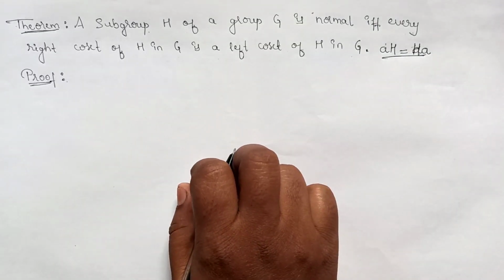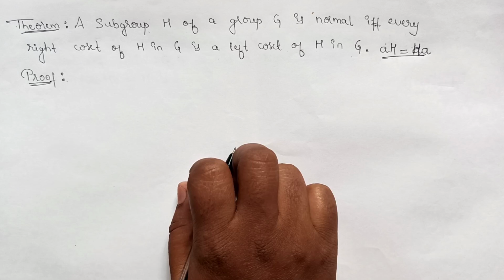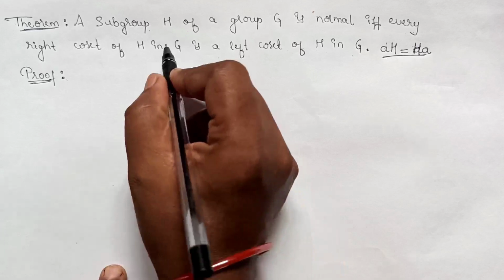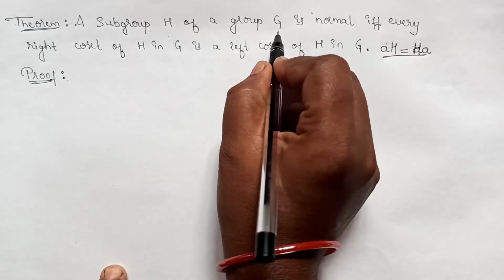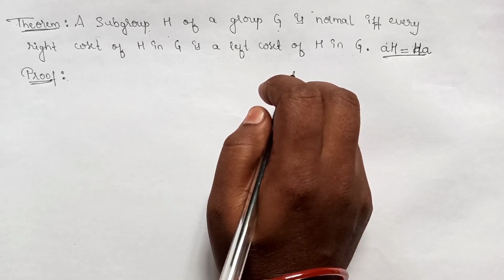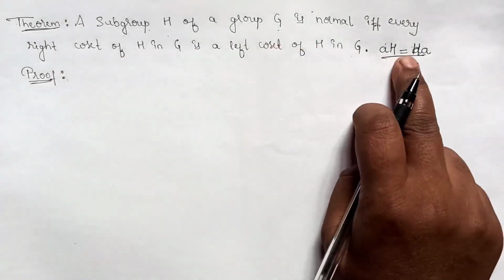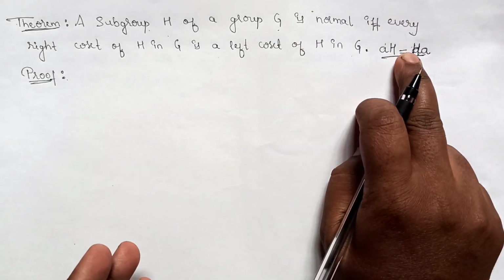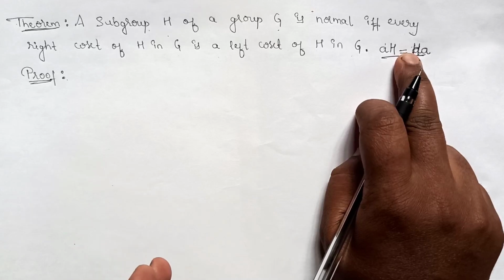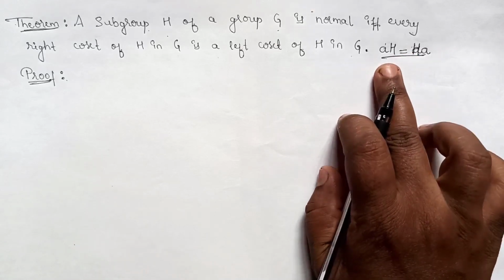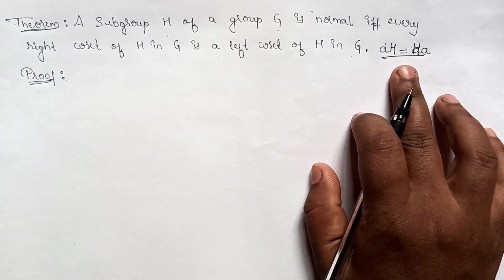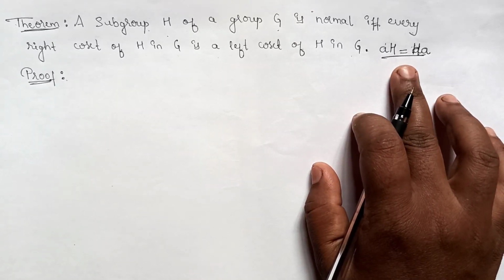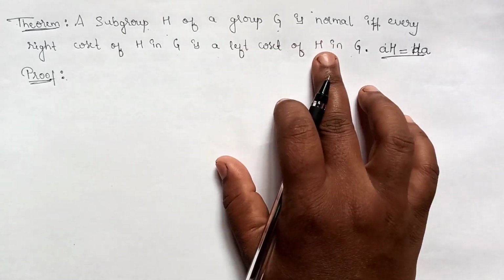So first we have to assume, because this theorem contains an if and only if statement, therefore we have to prove this theorem in two parts. First, we have to assume H is a normal subgroup of G, and then we have to prove that HA equals AH. And in the sufficient part we have to assume that AH equals HA, that is, right coset equals left coset. Then we have to prove that H is a normal subgroup of G.